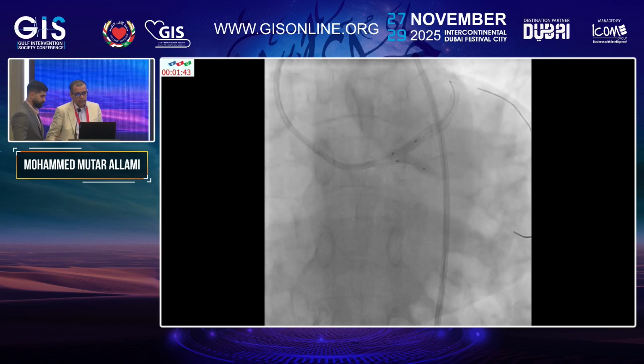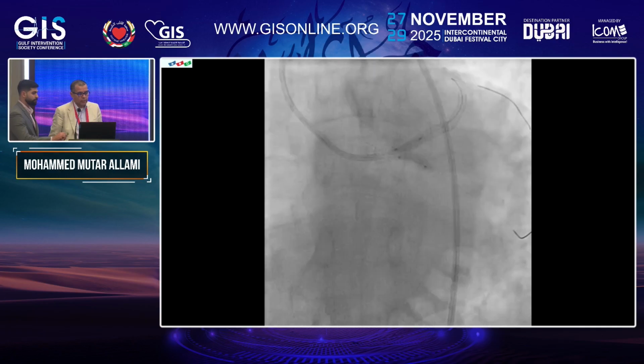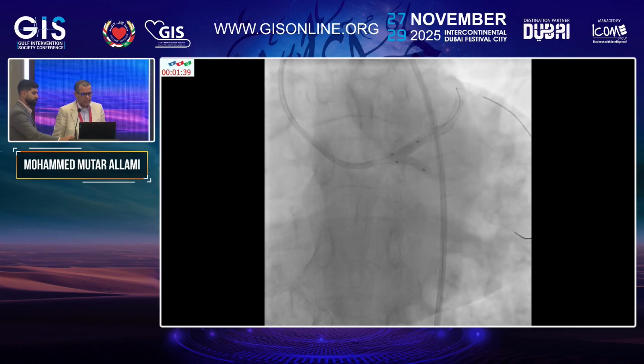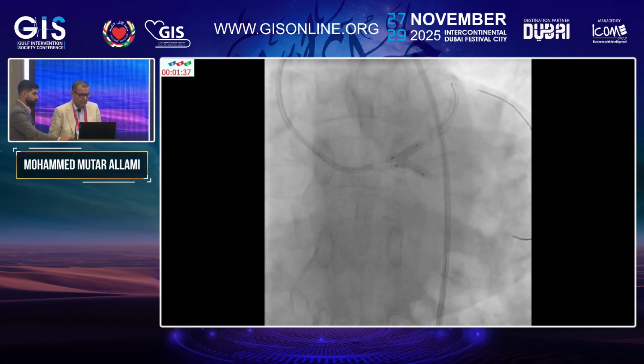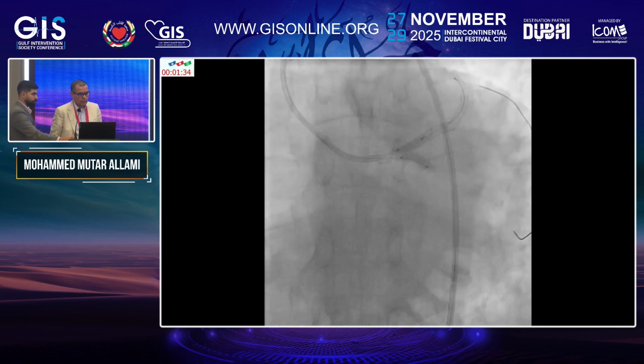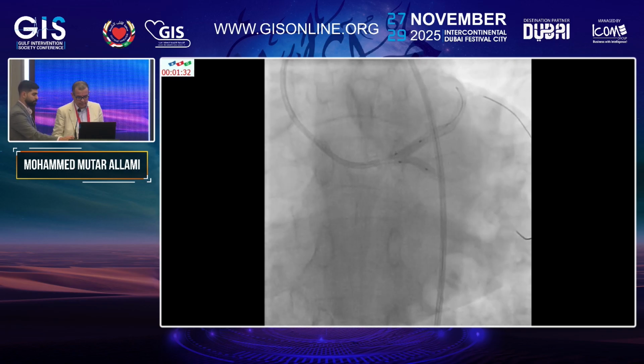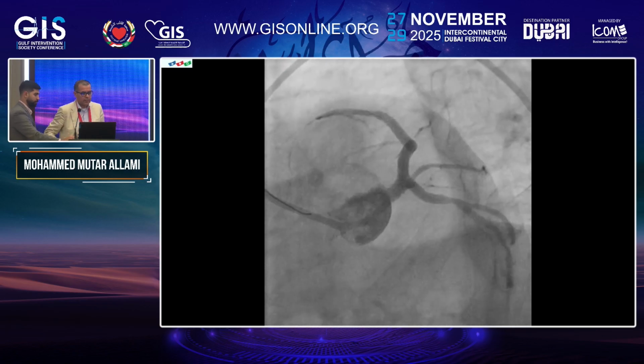Okay, next. This is the recross through the crushing balloon. Crossing the stent was very easy, and this is the final kissing balloon dilatation, 3.0 and 3.5 for the LAD, and this is the final result.